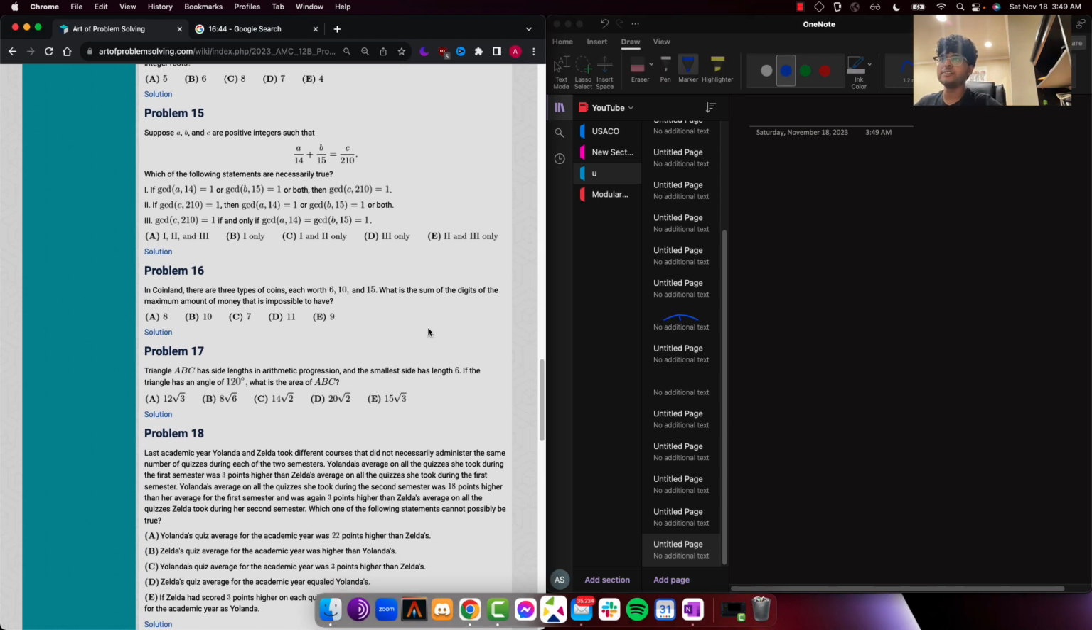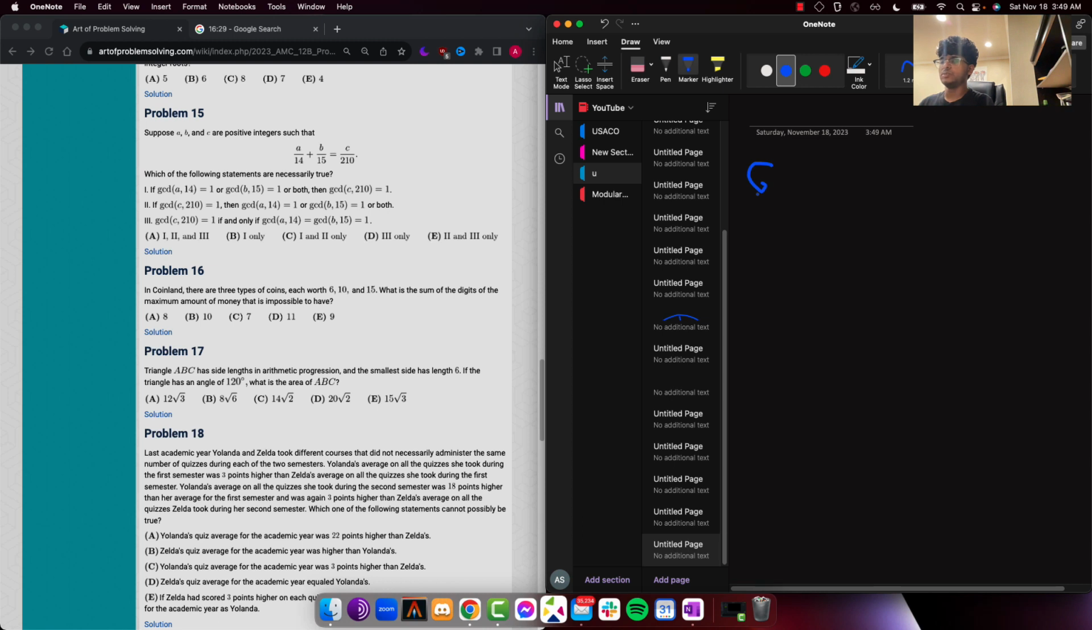16. In Coinland there are 3 types of coins, each worth 6, 10, and 15. What is the sum of the digits of the maximum amount of money that is impossible to make? So this looks like a modification of the Chicken McNugget theorem, actually. So let's see what we can do here. 6x plus 10y plus 15z.